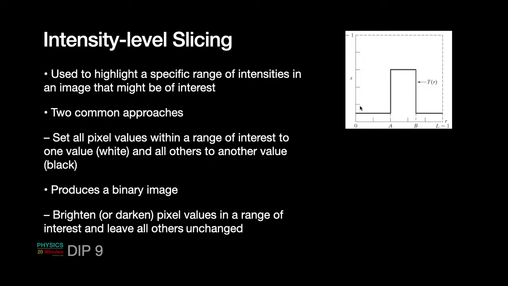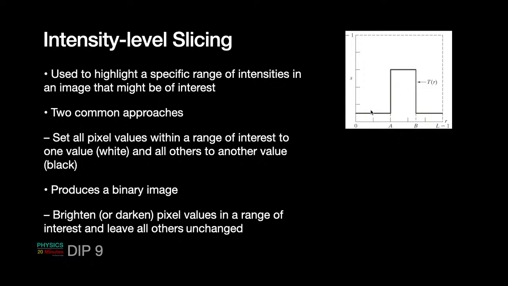So your straight line can be horizontal. All the input pixel values between 0 and A are having a very low output. All input pixel values between B and L minus 1 will again have a very low output. But all the input values between A and B will have a very high output here. So this is one of the examples of intensity level slicing.